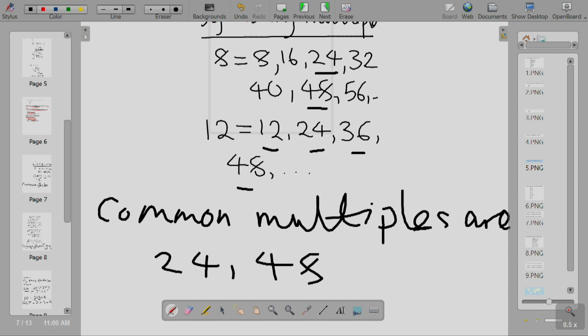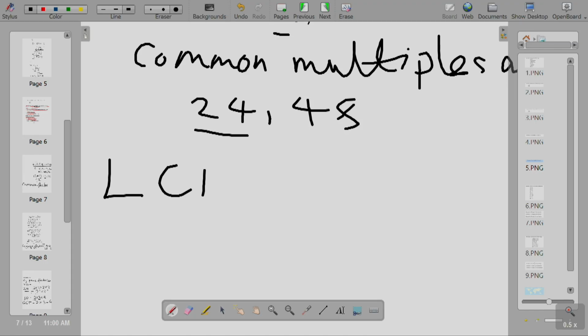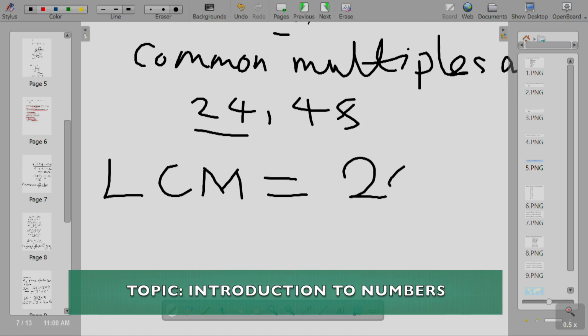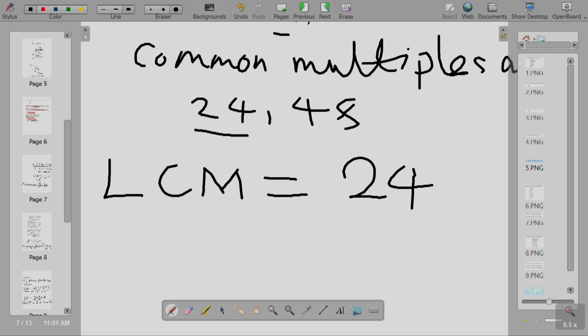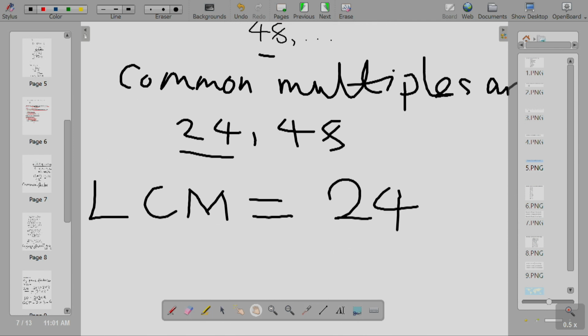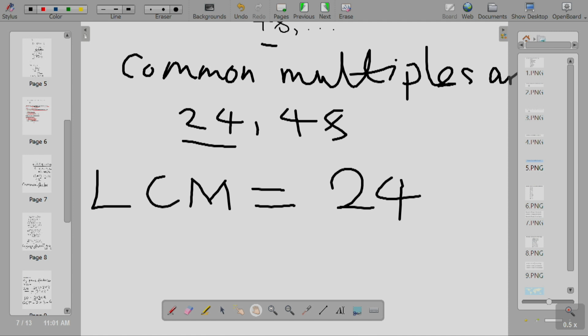So which is the lowest? The lowest will be 24, because LCM is the lowest common multiple. So the LCM will be equal to 24. By using the method of listing multiples, we got the LCM of 8 and 12 equal to 24.